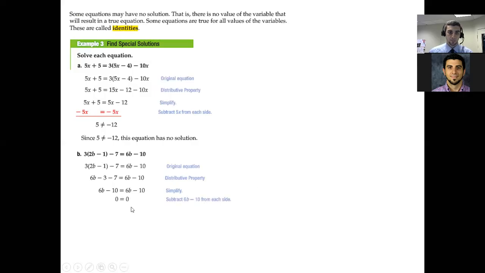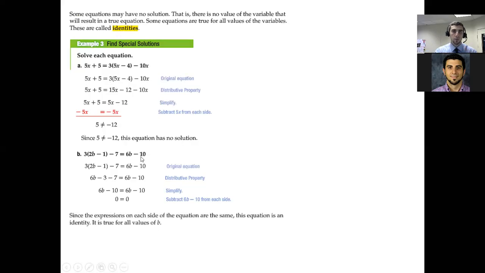And you could add, actually that should be negative 10 equals negative 10. Now, if I subtract 6b from both sides, I forgot to put that in there too, subtract 6b. If you subtract 6b from both sides, all the variables cancel, but look what happens. This time you get negative 10 equals negative 10.